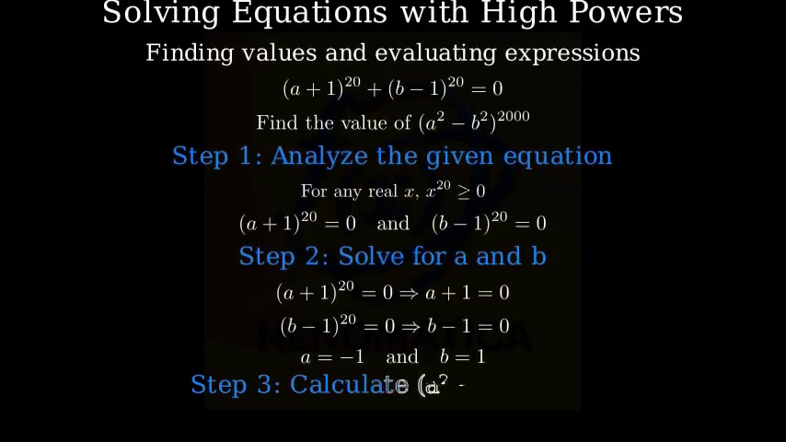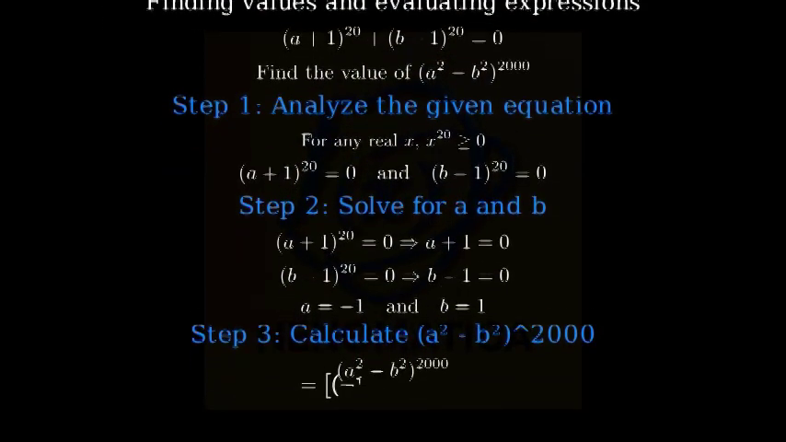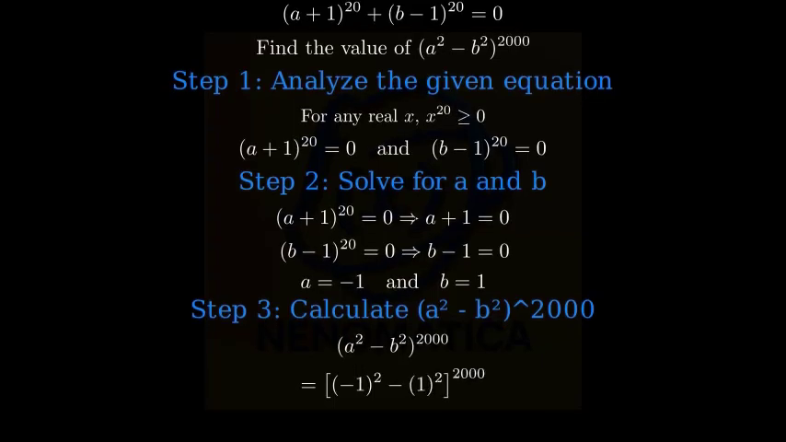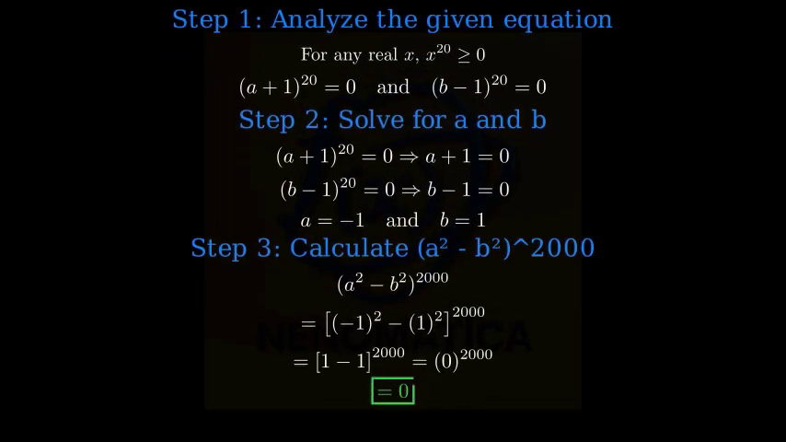Now let's calculate (a squared minus b squared) raised to the power of 2000. First, we substitute our values. a squared equals (-1) squared, which is 1, and b squared equals 1 squared, which is 1. So we get 1 minus 1, which equals 0. And finally, 0 raised to the power of 2000 is still 0.